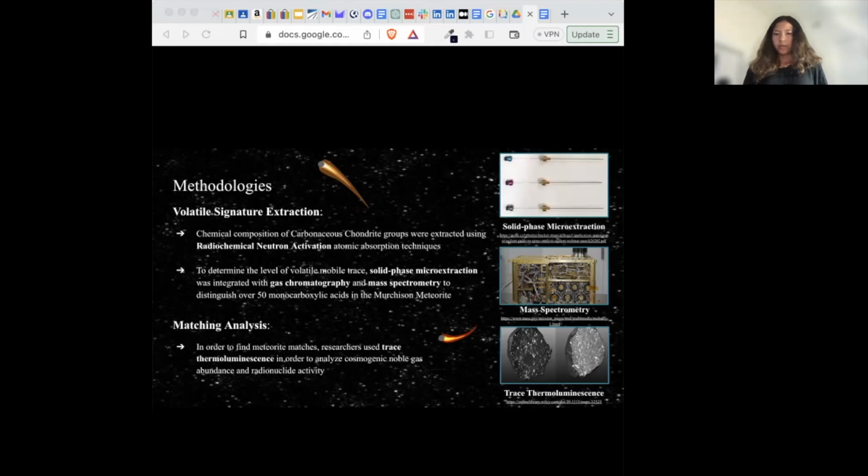For the matching analysis phase, in order to find meteorite matches, researchers used trace thermoluminescence, which showed that Antarctica meteorites tend to form within elongated fields, and used that information in order to analyze cosmogenic mobile gas abundance and radionuclide activity.